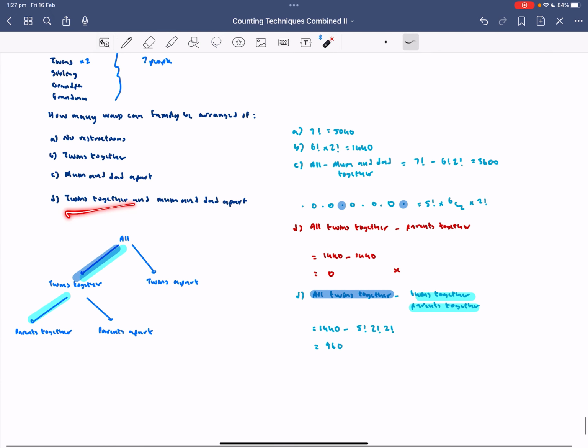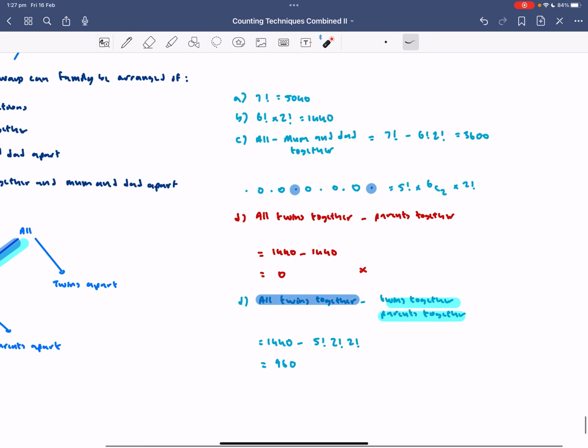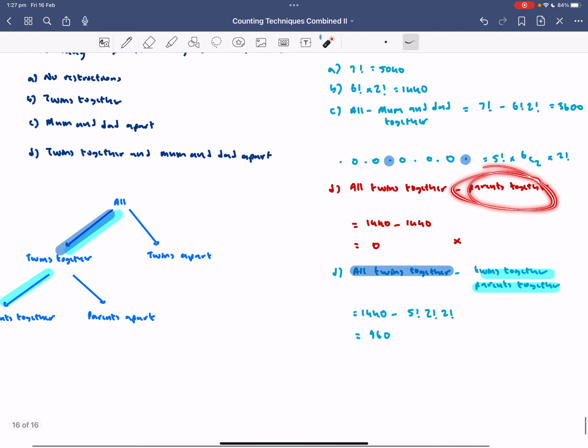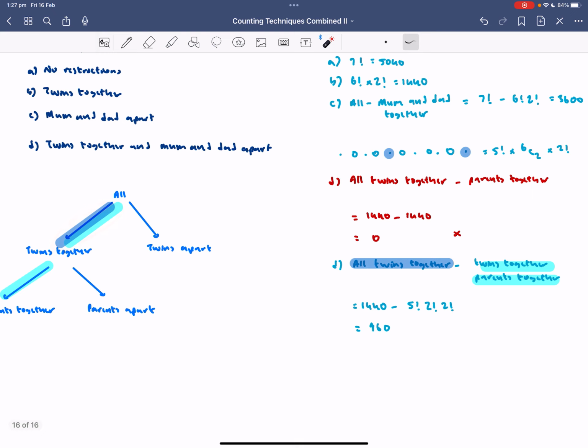Initially, I said twins together and mum and dad are apart. And a lot of kids do twins together, take away parents together, because they think that will automatically give them mum and dad apart. But that's not how you're meant to do it. You're not meant to minus away parents are together. What you're meant to do is you're first meant to do all the ones where the twins are together, which I've said in blue. All the ones where the twins are together in blue.